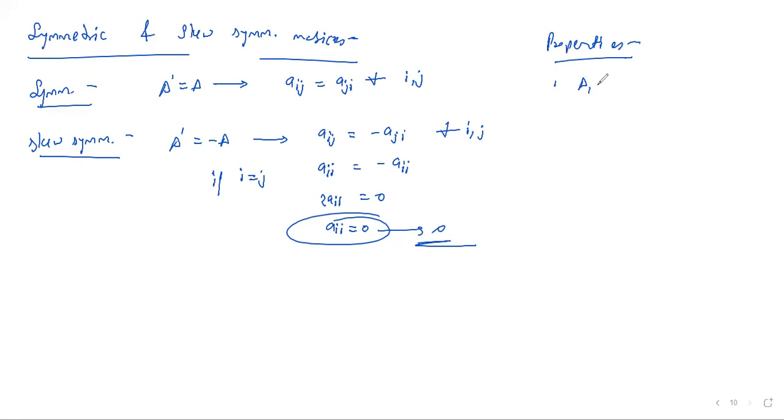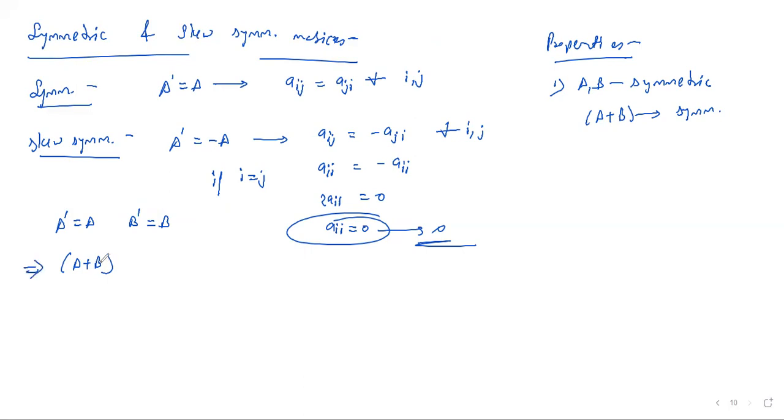Suppose A and B are matrices which are symmetric. Then the sum of these two matrices will also be symmetric. You can see it like this: I have A plus B, where A and B are symmetric. That means A transpose equals A, and since B is symmetric, B transpose equals B.